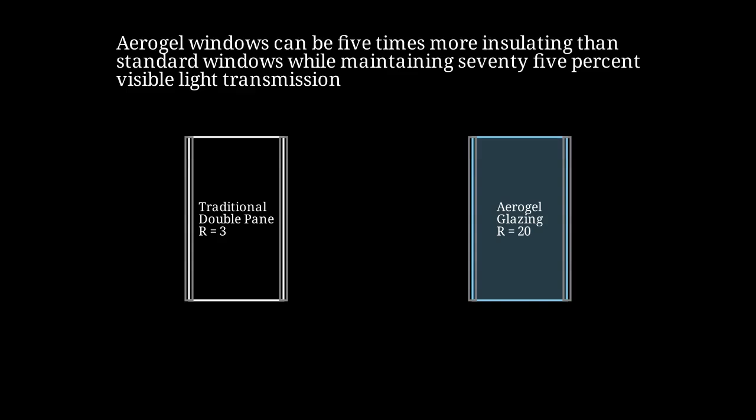Aerogel windows can be 5 times more insulating than standard windows, while maintaining approximately 75% visible light transmission. This means they stay transparent while providing exceptional insulation. On the left is a traditional double-pane window with an air gap. On the right is an aerogel glazed window. The blue tint represents the aerogel filling, which provides dramatically better insulation.